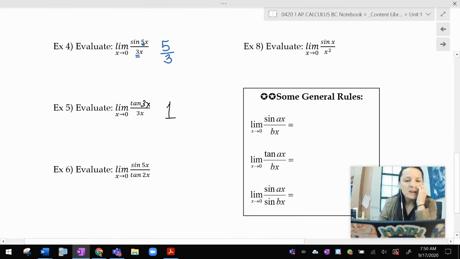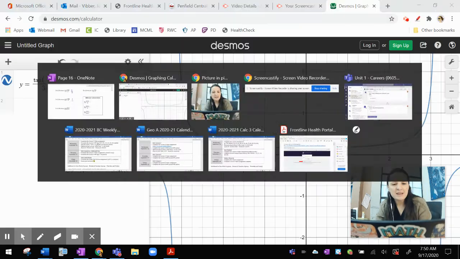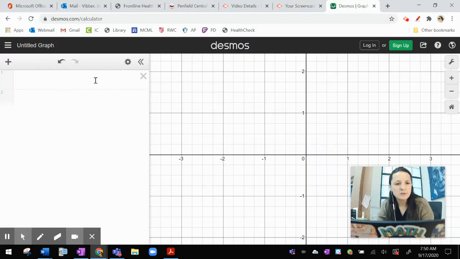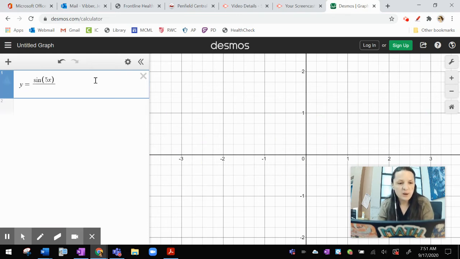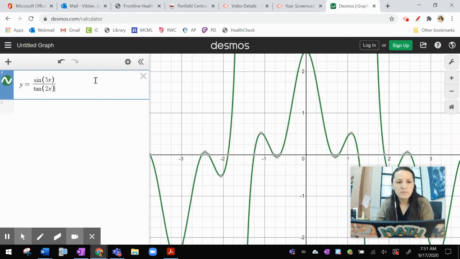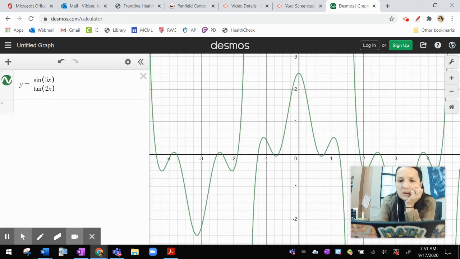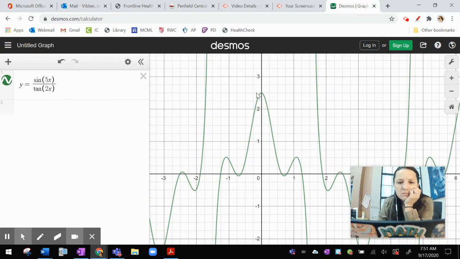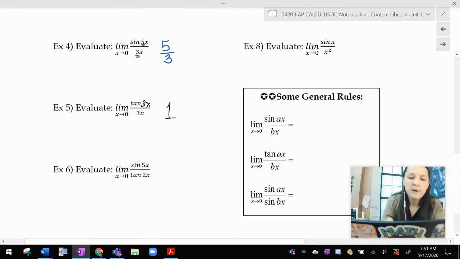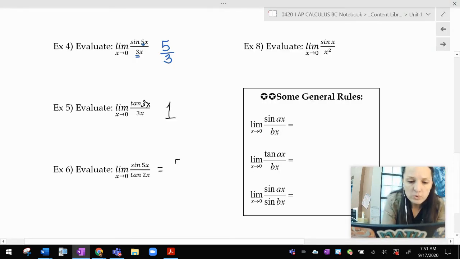All right, sine 5x over tan 2x. Let's see. Y equals sine of 5x divided by the tangent of 2x. Where does that go? Seems to go to 2.5. 2.5 is 5 over 2. Look at that. I still get to take the ratio. So this is 5/2 or 2.5.